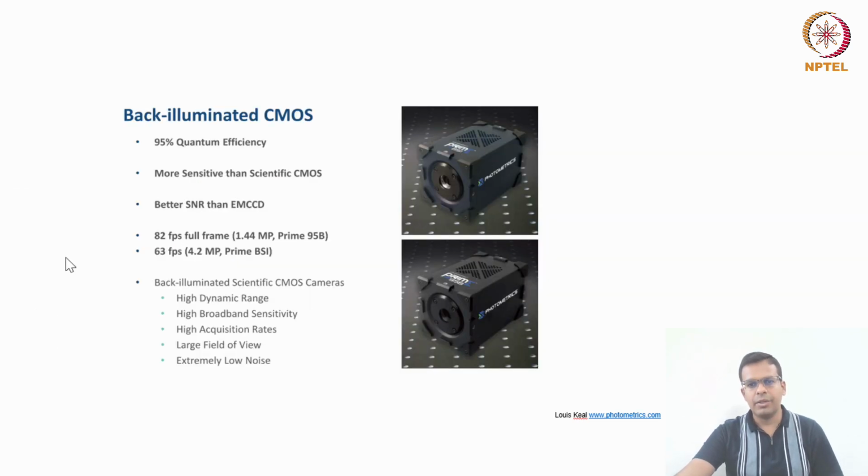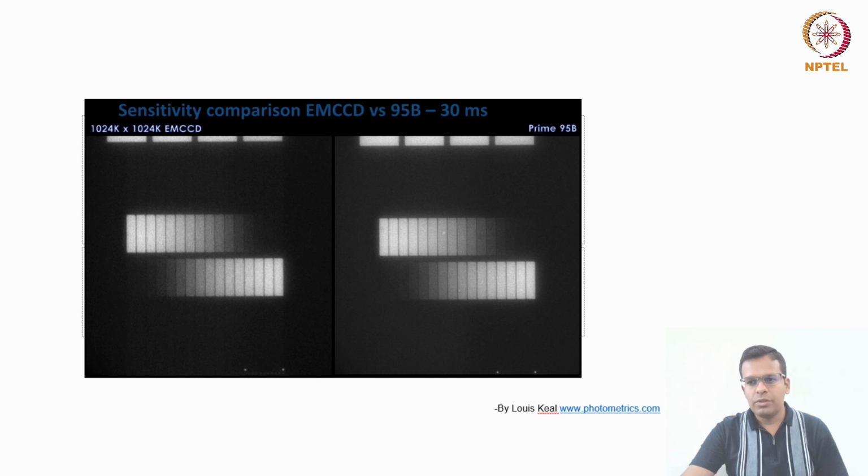Okay, so here I have shown one example, the image comparison between EMCCD and SCMOS. So this Prime 95B is the SCMOS camera, whereas this is the image taken by the EMCCD camera. Now if I ask you to find the difference between these two images, can you see any difference here? The answer is no. Okay, one is the EMCCD camera, one is the SCMOS camera, and the image has been taken with the same exposure time of 30 milliseconds. And you cannot see any difference between these two images.